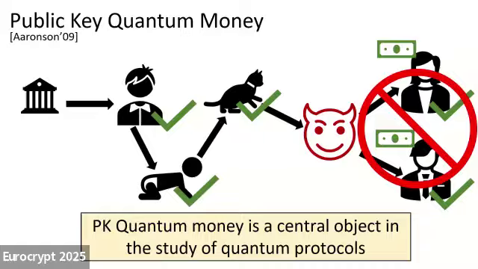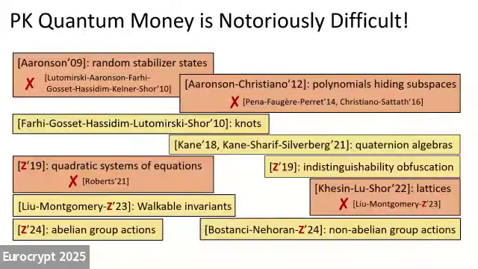All right. And more generally than the application to money, public key quantum money is just a central object in the study of quantum protocols. It's kind of a necessary starting point to solve many other things, such as copy protection for software and others. All right. Okay, so we've had this notion of public key quantum money for over 15 years now, but it has been notoriously hard to construct.